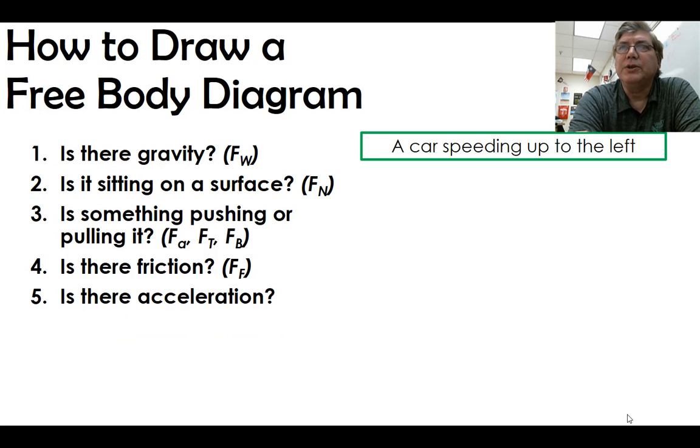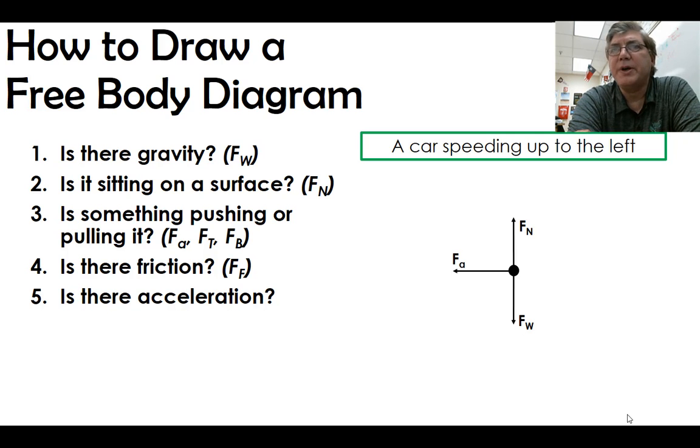How about this example? A car speeding up to the left. So the first thing we need to do is see, is there gravity? Yes, there is. Is it sitting on a surface? Yes, it's on the road, so we have a normal force. It's not flying off the road or going down into the ground, so they must be equal to each other. Is something pushing or pulling on it? Well, it's got an engine, so it has an applied force going in one direction. And is there friction? Yes, there must be, because otherwise it would be standing still as the wheels spun. So there's a friction force.